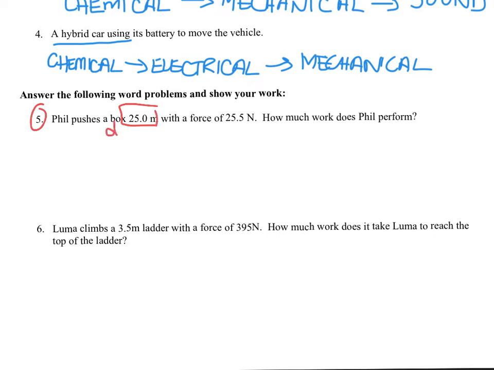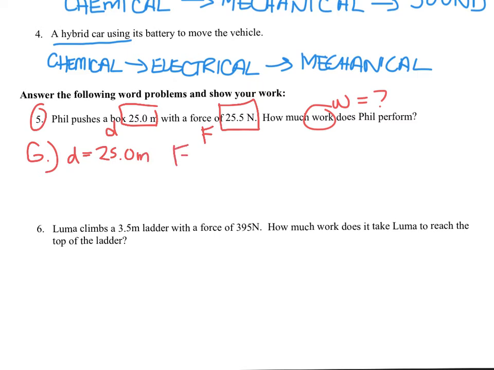If we jump to number 5 here, it says, Phil pushes a box 25 meters. So to me, movement, that's a distance. And I push it with a force of 25.5 newtons. I want to know how much work I perform. So, okay. Well, let's look at that. If we remember at the top, we know that work is equal to force times distance. So if I use my GUESS method, G just means given, meaning what is the data that's given to me? And in this case, the distance, it's gone 25 meters, and I've applied a force of 25.5 newtons.